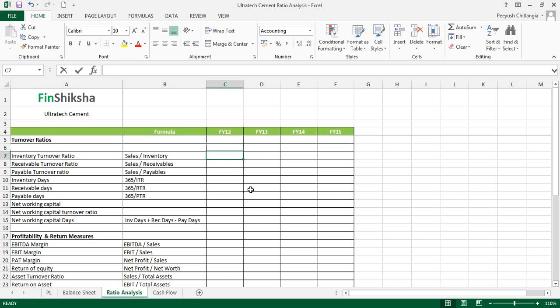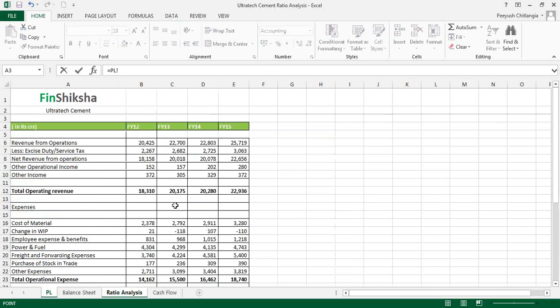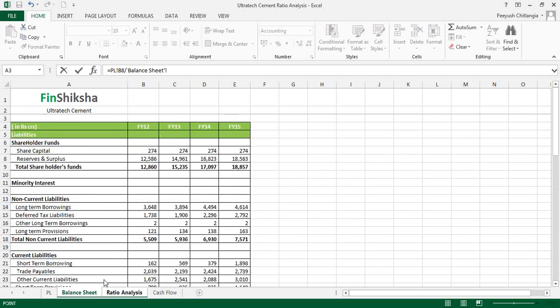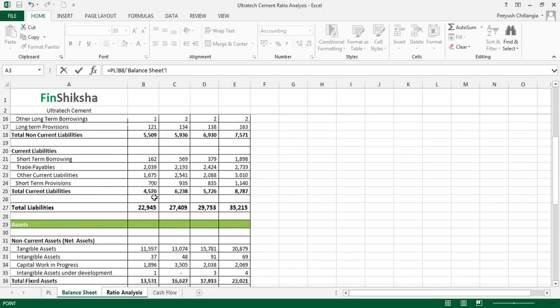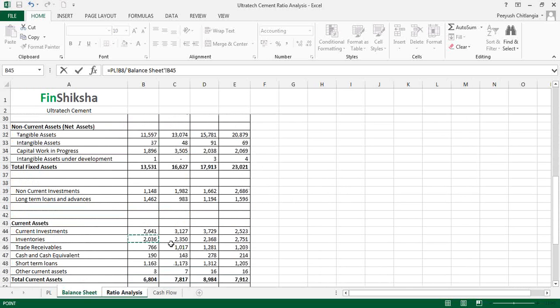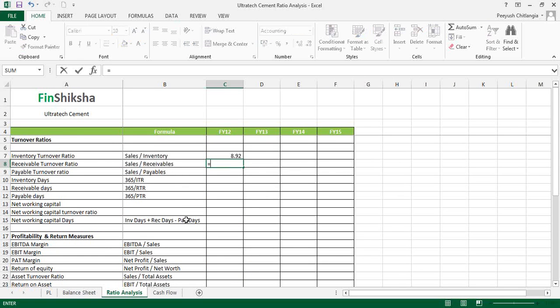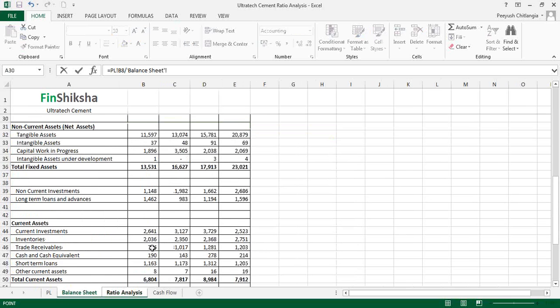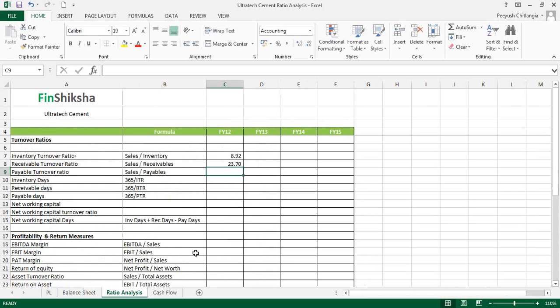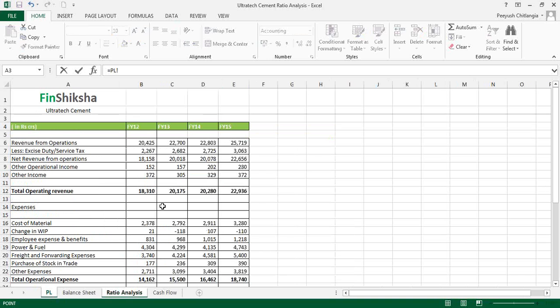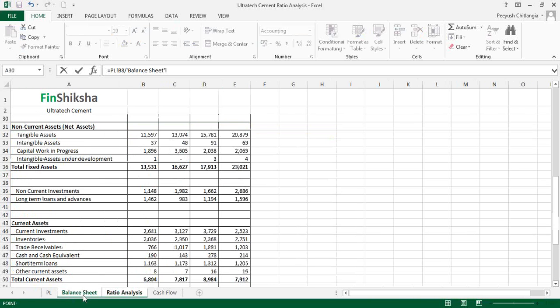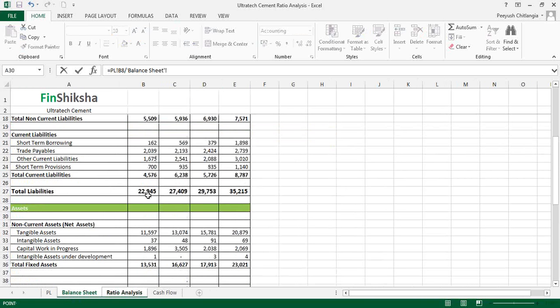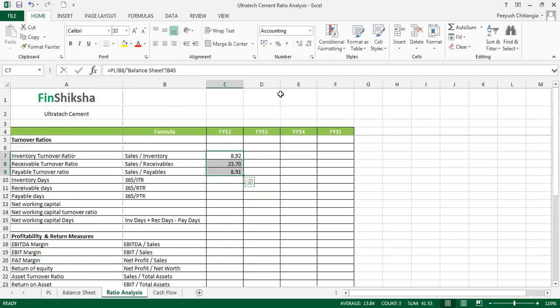We start with turnover ratios. Inventory turnover ratio is being discussed as sales by inventory. We'll use net sales. So net sales divided by, on my balance sheet, do I find the inventory? That's under current assets. That's my inventories, right? Similarly, the receivables turnover ratio is going to be net sales divided by, on the balance sheet, trade receivables. Similarly, payables turnover ratio, I will find out sales divided by payables, which is on the current liabilities side, trade payables, right? That's the calculation for these three.